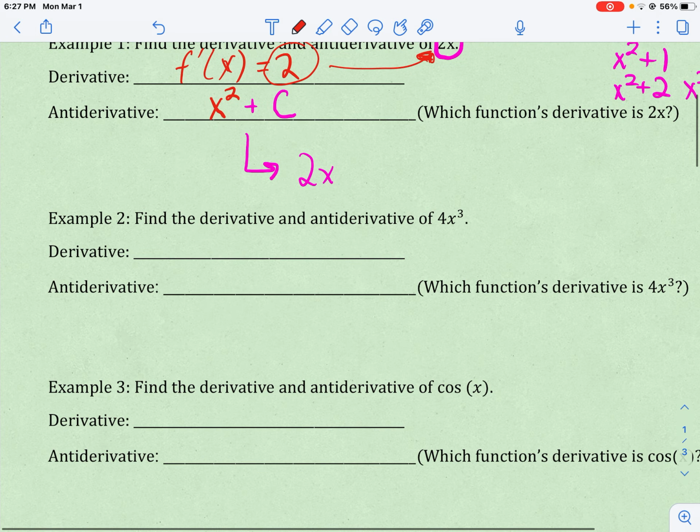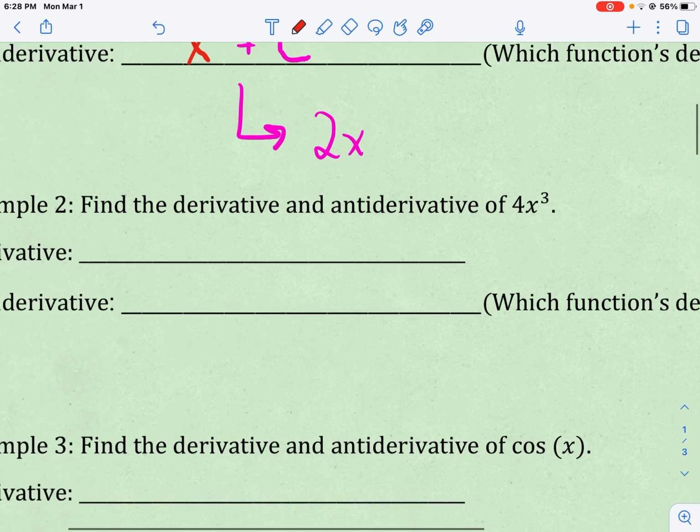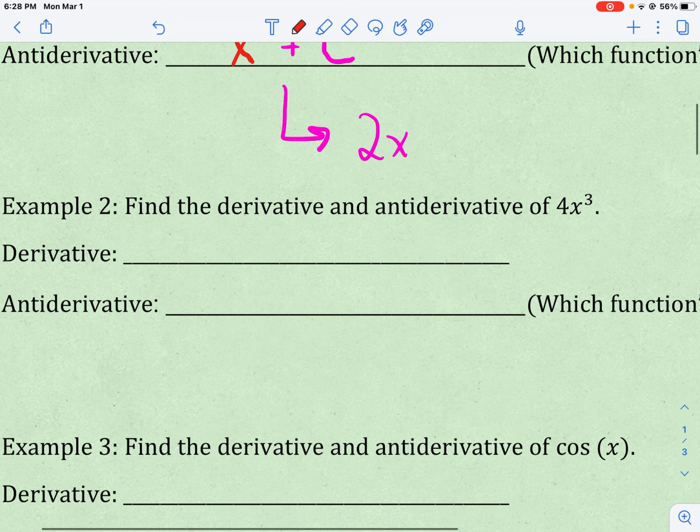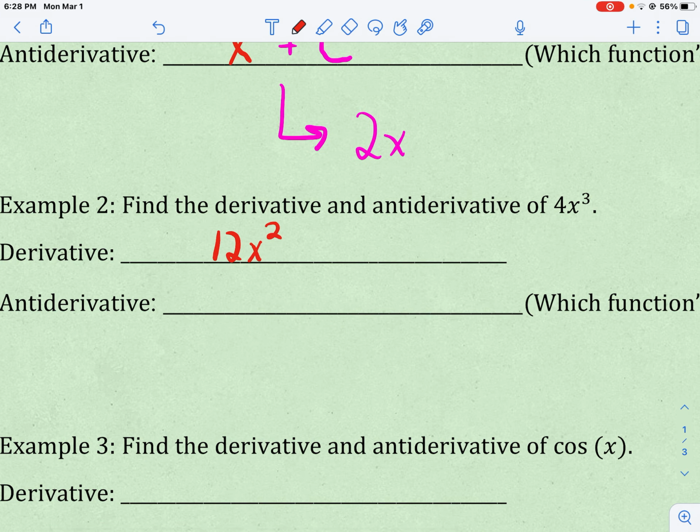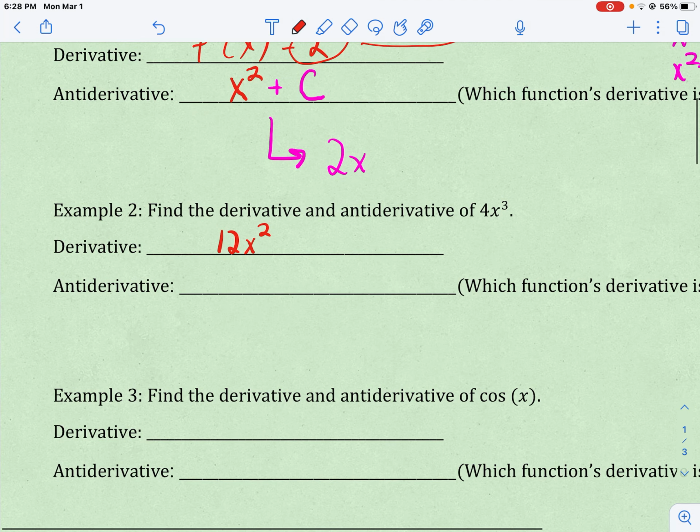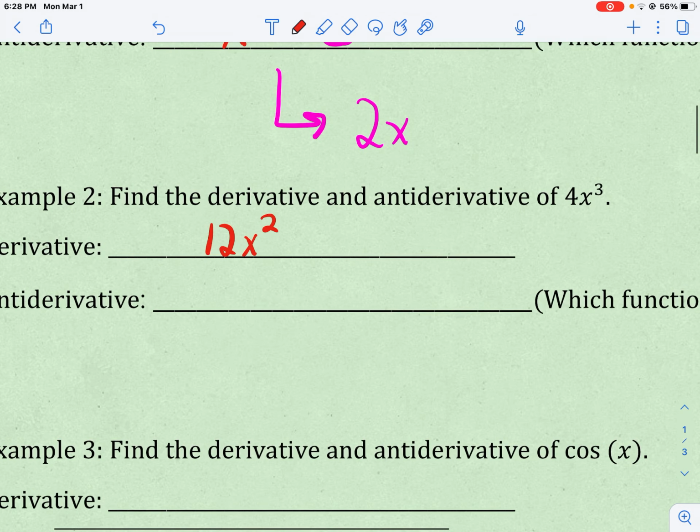Number 2: find the derivative and the antiderivative of 4x cubed. I trust you know the derivative. It's going to be 12x squared. Remember, there was a formula for finding the derivative using the power rule. So we also have a rule for integration, finding the antiderivative, and I'll show you that in a few minutes. If you're kind of lost, don't worry. I'm just trying to get to the point. Maybe you think I'm not getting to the point fast enough.